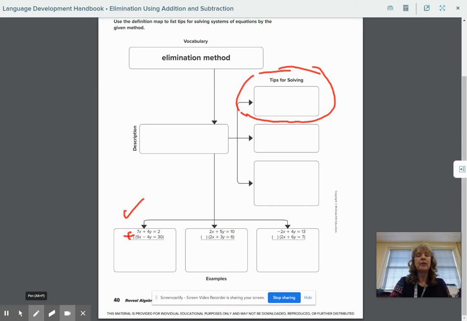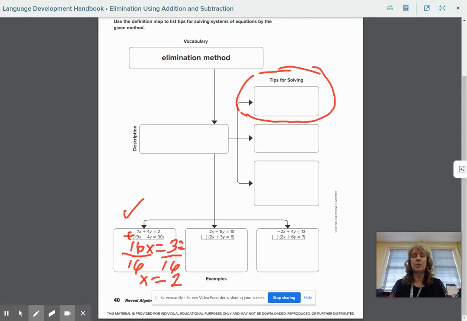So then it's just a matter of adding. 9x plus 7x, the x's together are 16x, and 30 plus 2 is 32. And then, of course, you divide by 16. Whatever you do to one side, you do to the other. So x is equal to 2. That is your first tip. Find a variable that you can eliminate easily.